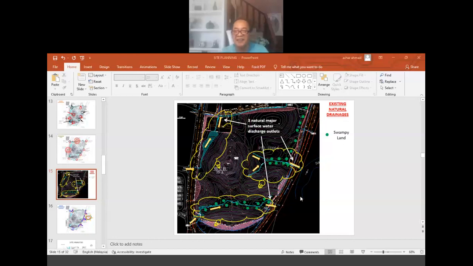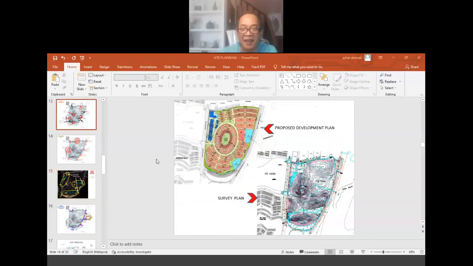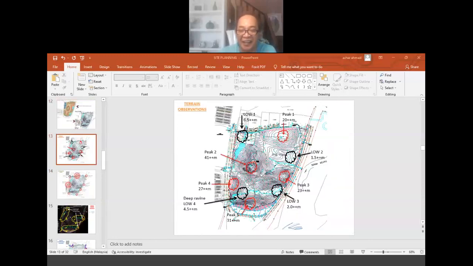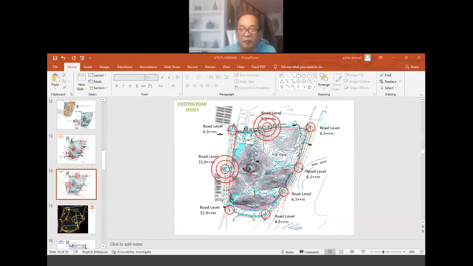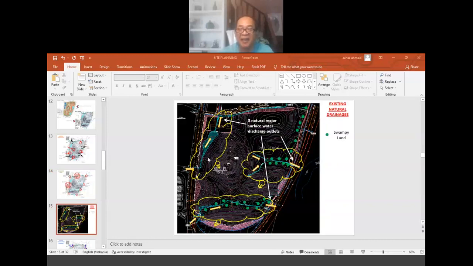Okay, so this is inventory. Ini dimasukkan inventory. Okay, we've started off dengan terrain in the observation. Kemudian we move on kepada existing road levels observation number 2. Observation number 3, we are looking at natural major surface water discharge outlets indicated in the drawing, extracted from the drawings, yeah, by the process of site inventory. And this is what is termed sebagai site inventory.